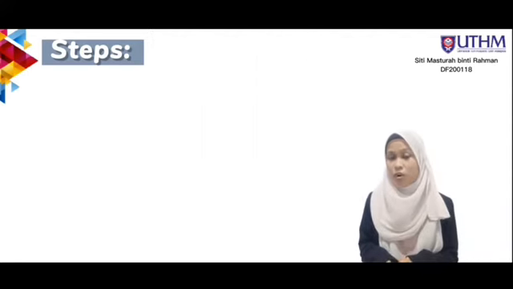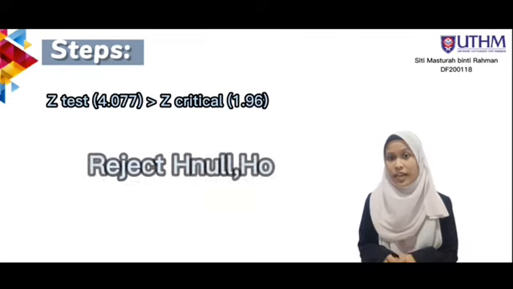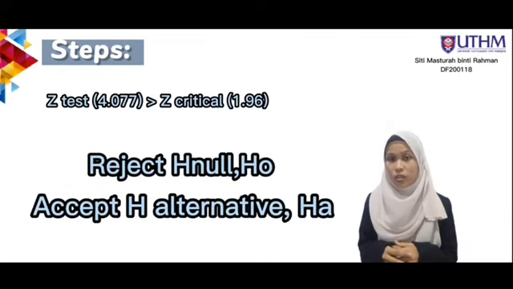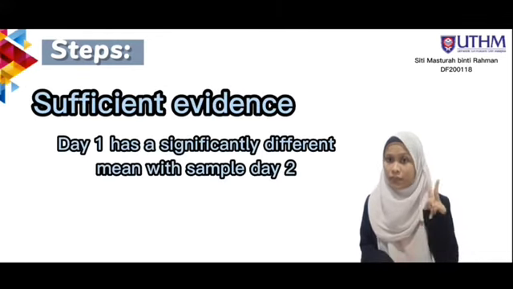Since the z-test 4.077 is more than z-critical 1.96, we will reject the null hypothesis and conclude that at the 0.05 level of significance, there is sufficient evidence that sample day 1 has a significantly different mean from sample day 2. That's all from me. I will hand over to Nurmizatul Aneesa to continue with the analysis of variance.